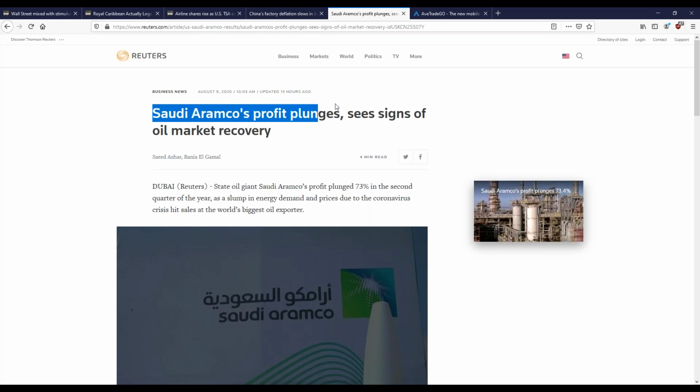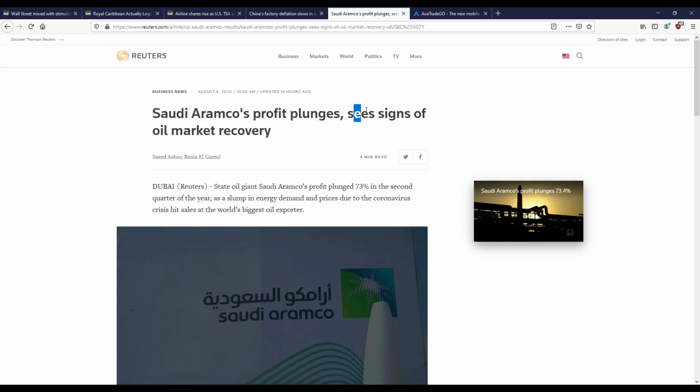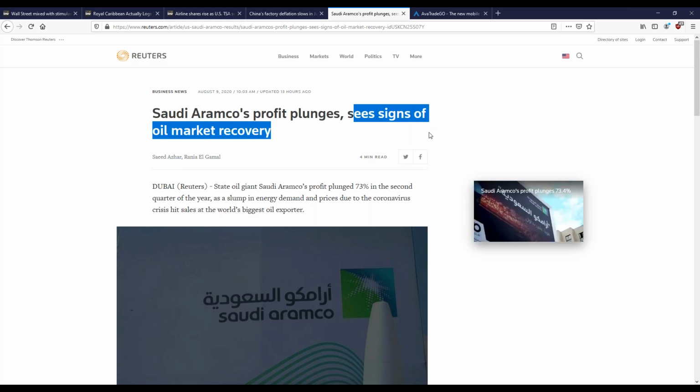So positive headlines. Here's another one. Saudi Aramco's profit plunged, which, okay, we probably all understood, most of us anyways, that their profits would plunge. Oil was way down for some time. But the positive part of that is they see signs of oil market recovery. So another somewhat positive headline.